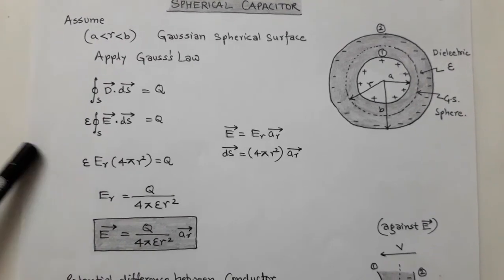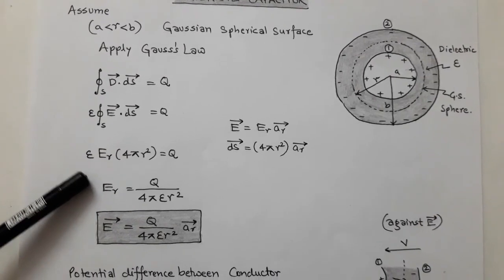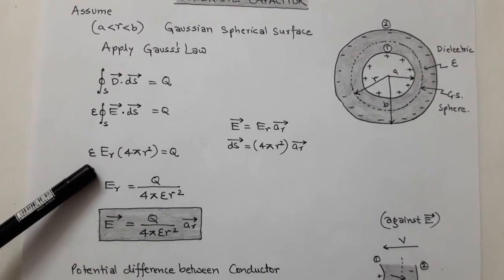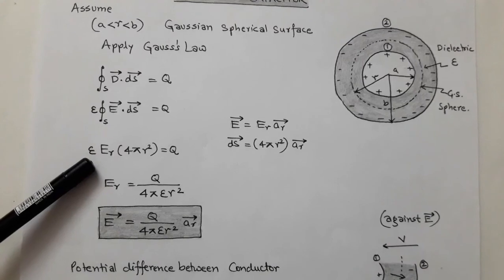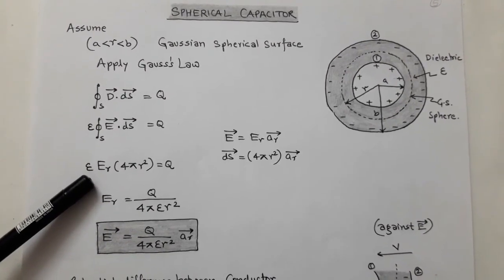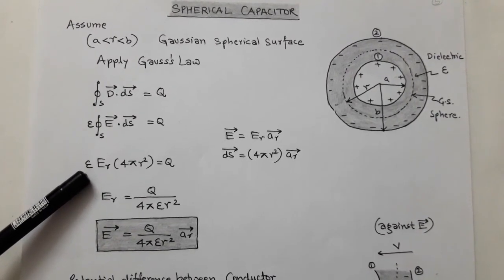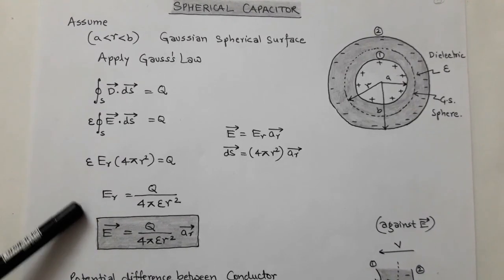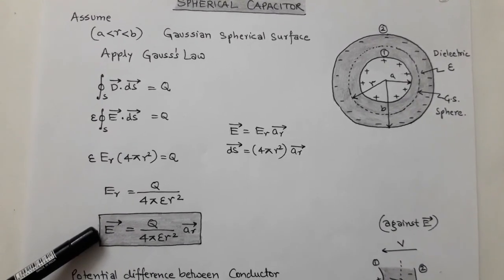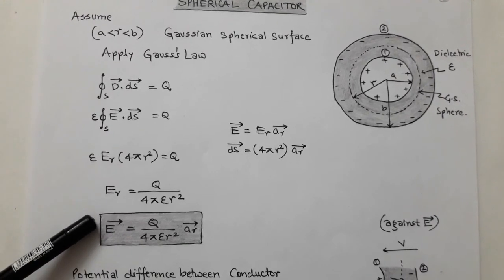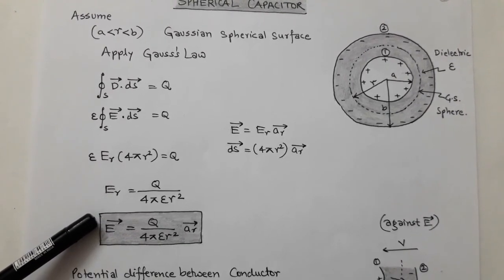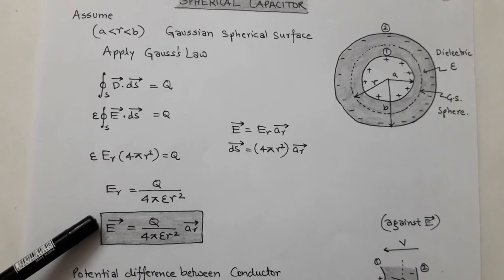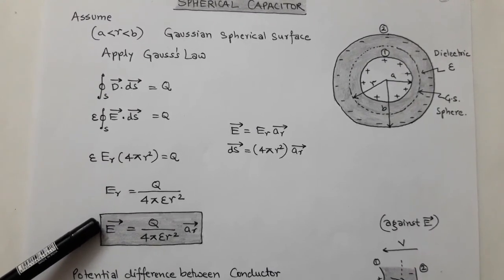So it becomes epsilon E_r 4 pi r square equals q. So in terms of E having the r component, E_r equals q upon 4 pi epsilon r square. Here epsilon is the permittivity of the dielectric. And in vector form, the electric field intensity E equals q upon 4 pi epsilon r square unit vector r.